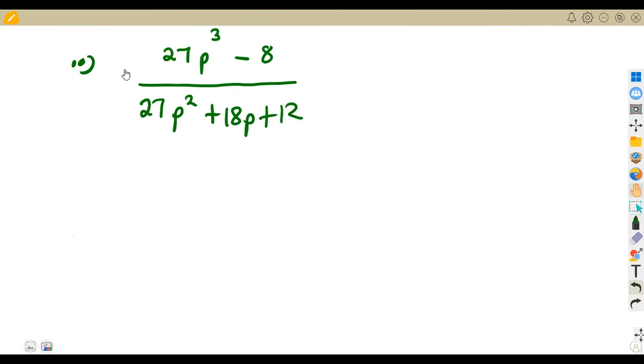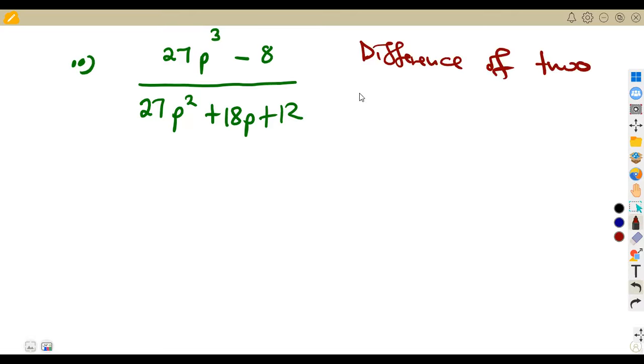We've got a cubic expression, which is a difference of 2 cubes, because 27 is a perfect cube. Remember, the cube root of 27 is 3. 3 to the exponent of 3 gives us 27. So it's a perfect cube. 8 is the same as 2 to the exponent of 3, which gives us 8. So it's also a perfect cube. So that means we have got a difference of what? Of 2 cubes. Remember the idea of the difference of 2 cubes.